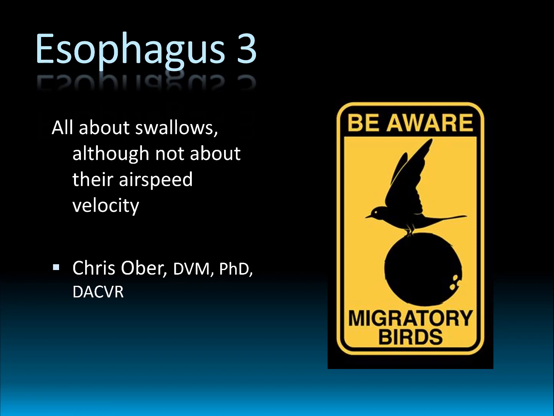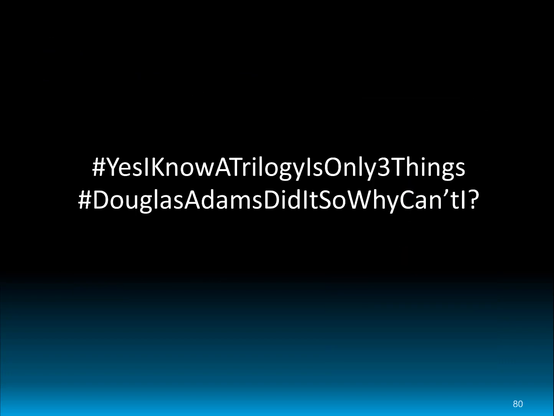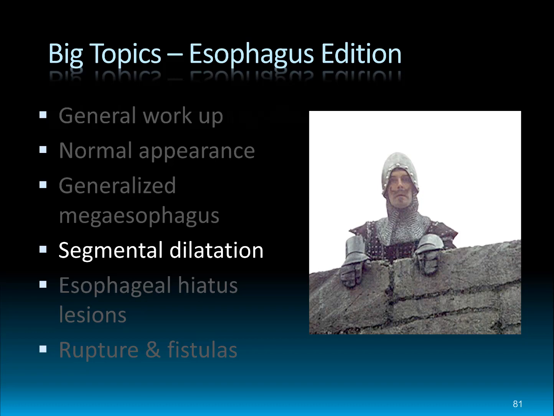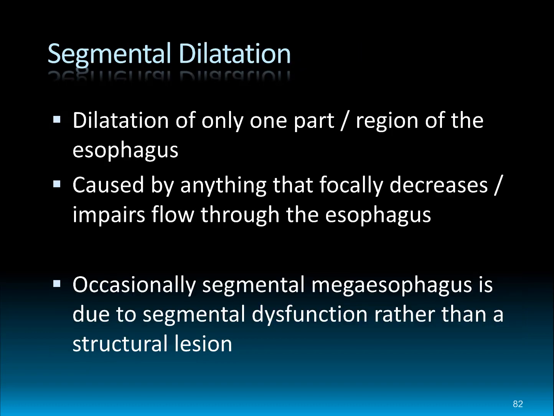In this part of the four-part esophageal trilogy, I'm going to be talking about more focal esophageal distension, or segmental dilatation of the esophagus. And just like it sounds like, that's a distension of only one part or one region of the esophagus, and it's going to be caused by anything that may prevent flow through some part of the esophagus.